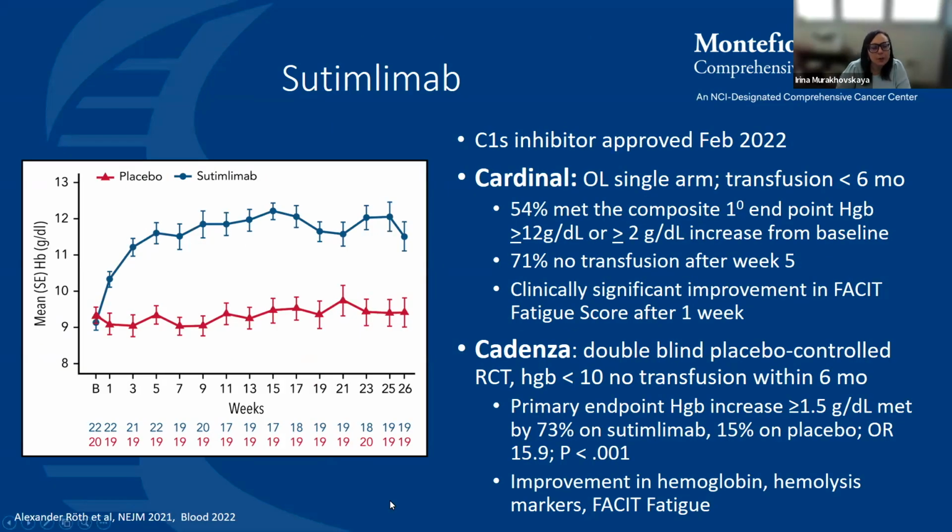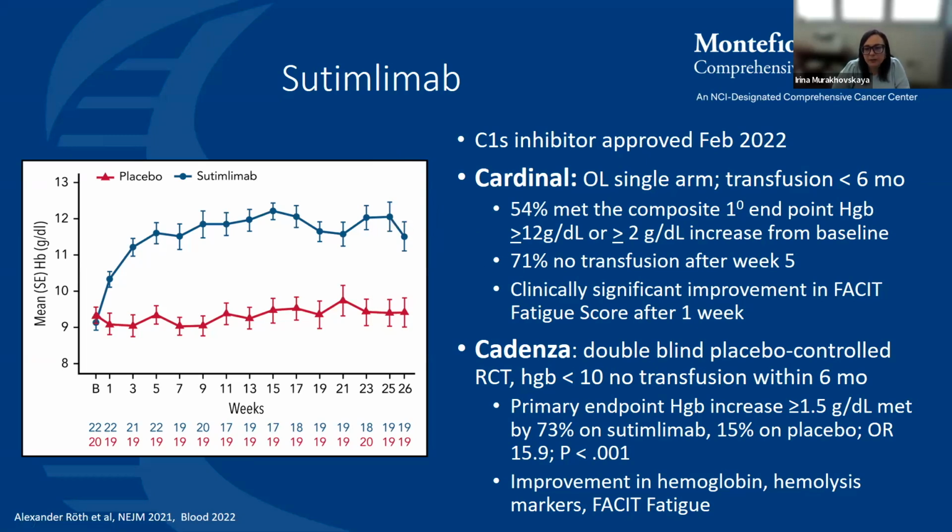Now we'll move to the complement inhibitors. So sutimlimab is a C1s inhibitor and is the first therapy for cold agglutinin disease that was approved in February of 2022. The approval was based on 2 prospective clinical trials. The Cardinal trial was an open-label, single-arm trial, which included 20 patients with cold agglutinin disease who received a blood transfusion within the previous 6 months.